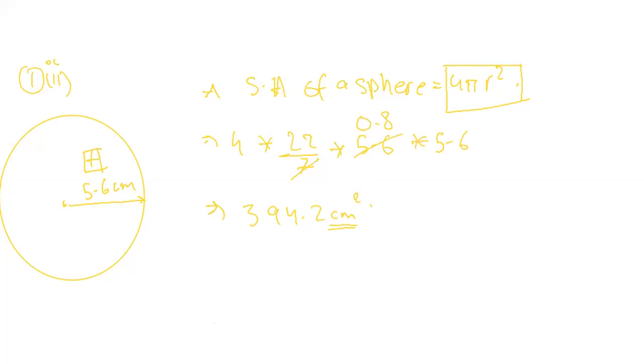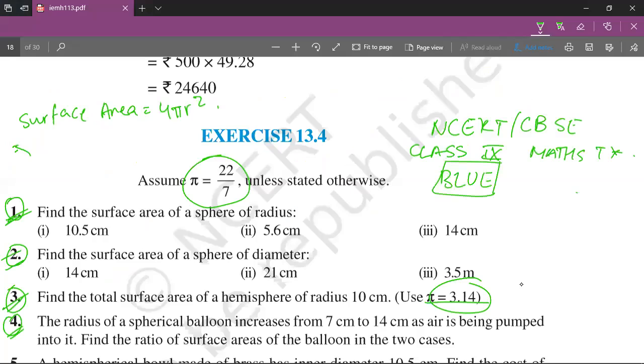So the third part, the final part of our first question is, find the surface area of a sphere of radius 14 centimeters. Now, in many questions it can be centimeters, or meters. But in this question there are no units of meters, it's only centimeters, so the answer should only be in centimeters.